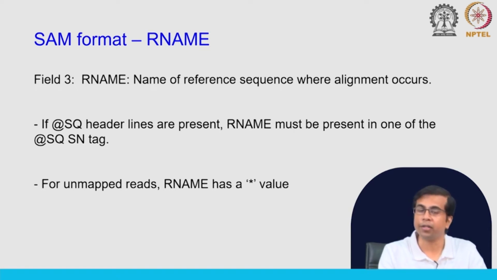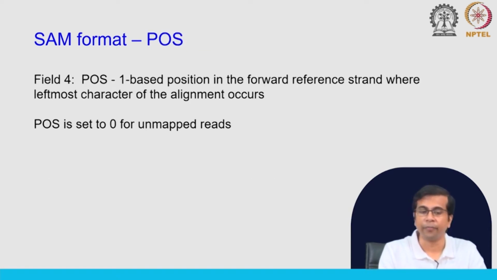So, you want to know the position in the reference sequence, and that is what field 4 gives you. This is called POS, or the position, and this is a one based positioning system in the forward reference strand. As I mentioned when I started with the alignment section, all alignments are given with respect to the forward reference strand, and this is a one based positioning system. I will explain in the next slide what this one based position system is. And it gives the location where the leftmost character of the alignment occurs.